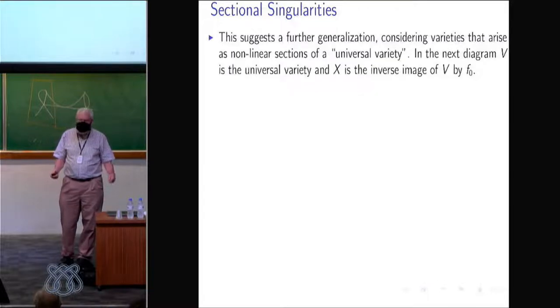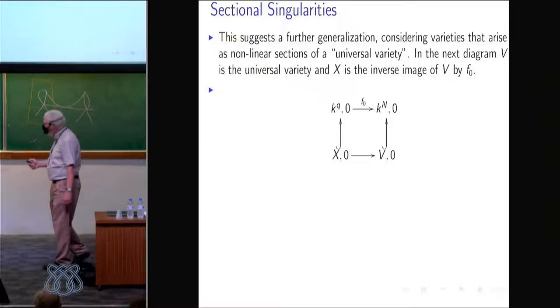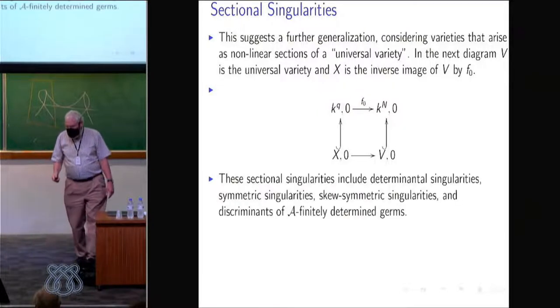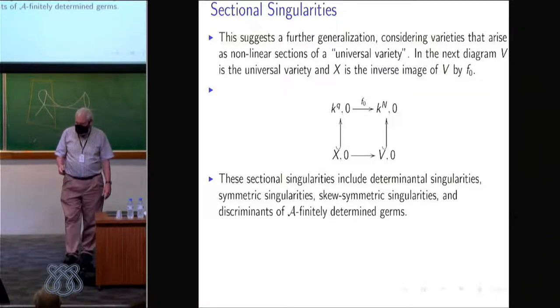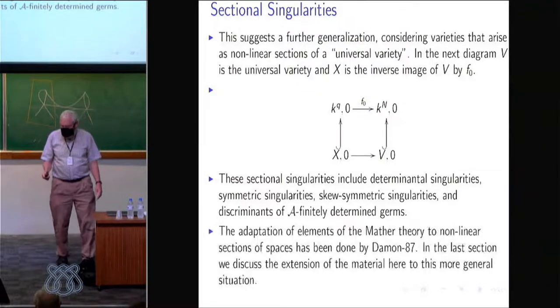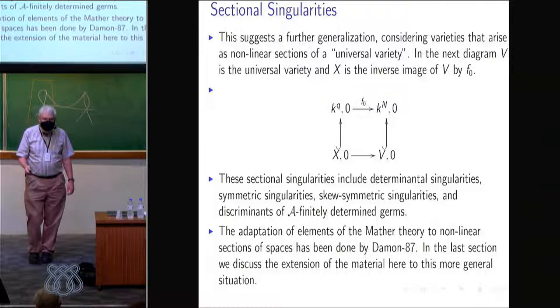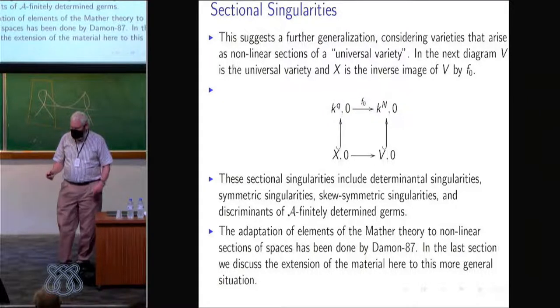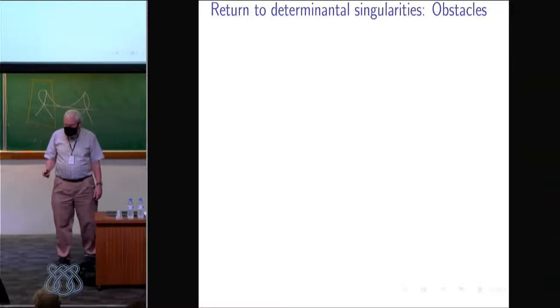Sectional singularities, a further generalization. Consider this diagram. Here I have a big affine space, and sitting inside of it, I have a universal object. And I can map C^n into this affine space, and I can pull back my universal object, and that defines a sectional singularity, a nonlinear sectional singularity. These sectional singularities include many classes of singularities. Among them are determinantal singularities, symmetric singularities, and so on. So they're definitely worth studying. The adaptation of the Mather theory to these sectional singularities was done by Damon in '87. In the last section, we discuss how we do this in a more general situation. So let's go back to determinantal singularities.